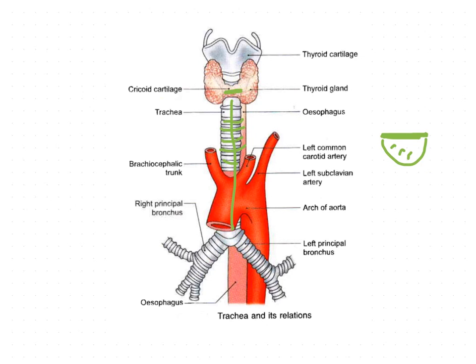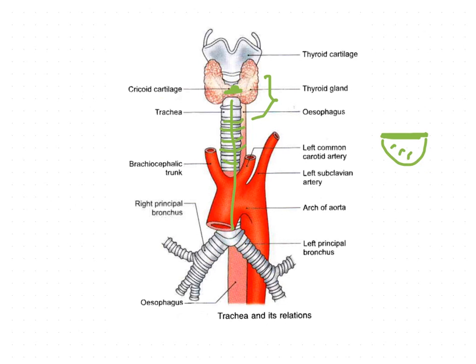So simply some of the relations I can mention here related to the cervical part. In the cervical part, anteriorly it is related to the isthmus of the thyroid, which lies on the second, third and fourth tracheal rings, and also the anastomosis between the two superior thyroid arteries lies along the upper border of the isthmus. So at the upper border of the isthmus, the superior thyroid arteries get anastomosed.